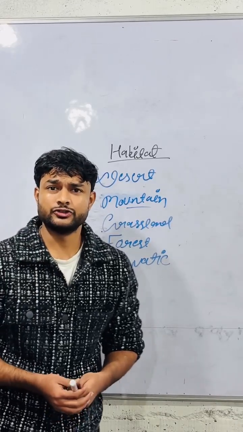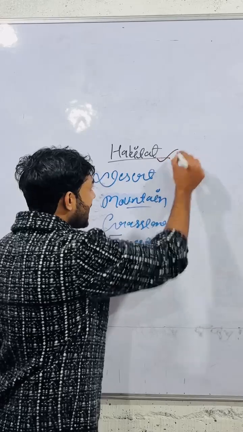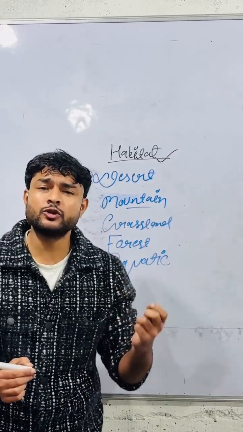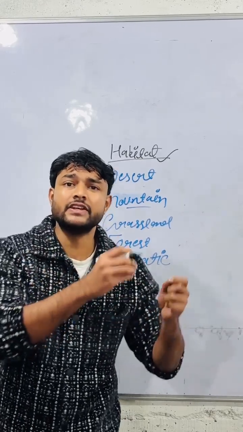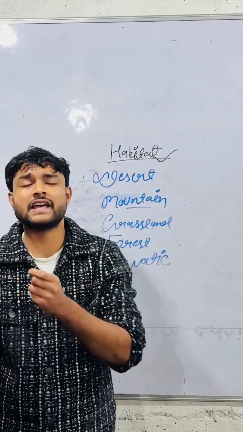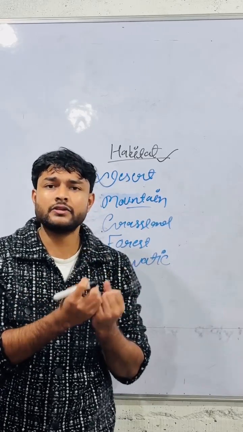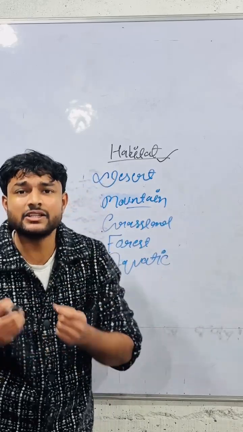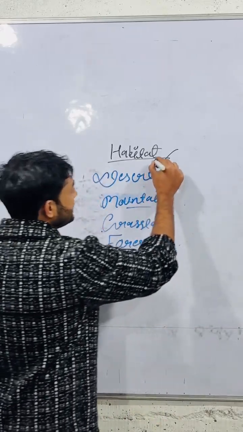Hello students, today I am going to discuss a very interesting topic, and the topic name is habitat. What is a habitat? A habitat is a particular area where animals and plants can survive easily, where they obtain food, nutrition, water, air, as well as a place of reproduction, where plants and animals can easily produce offspring. That is called a habitat.